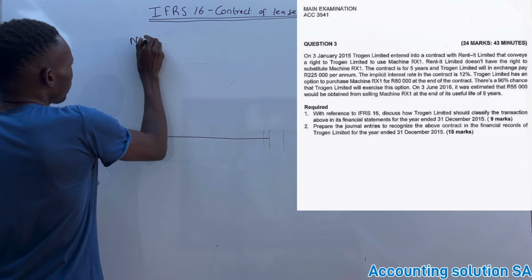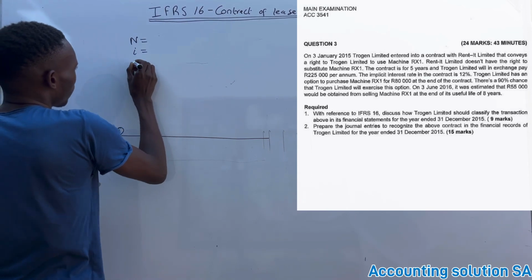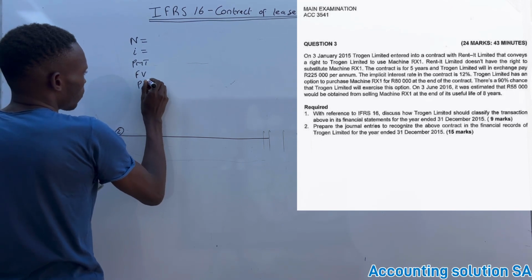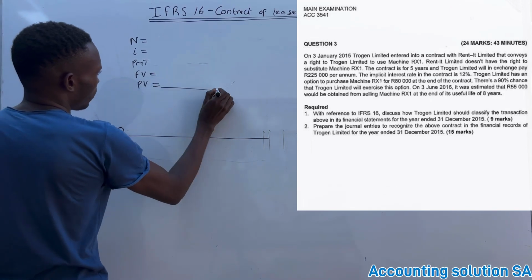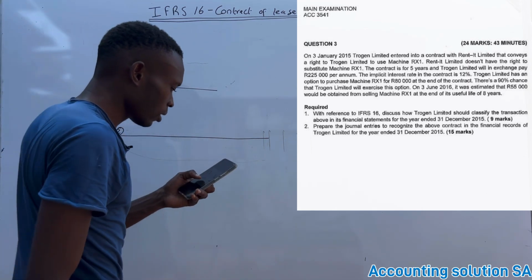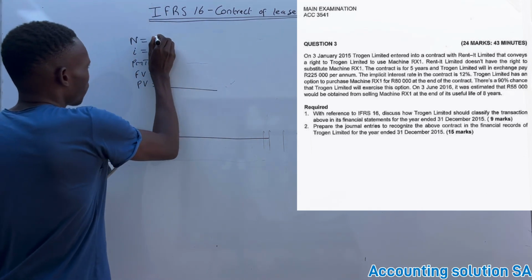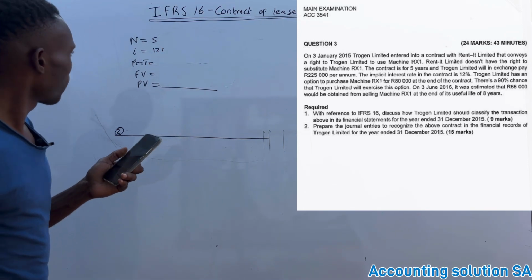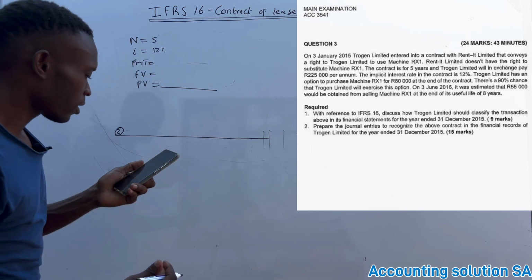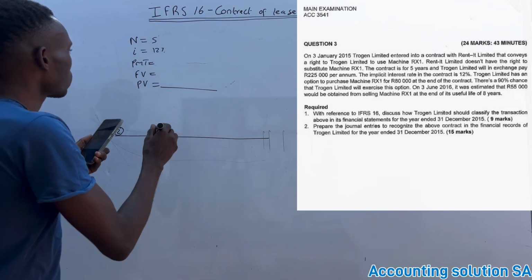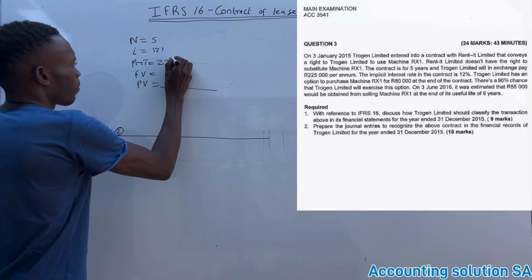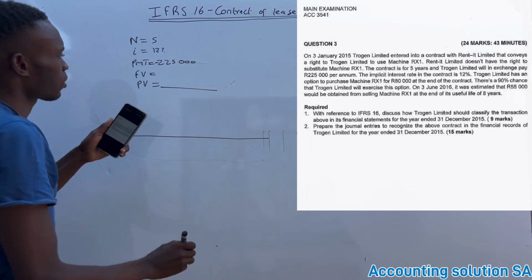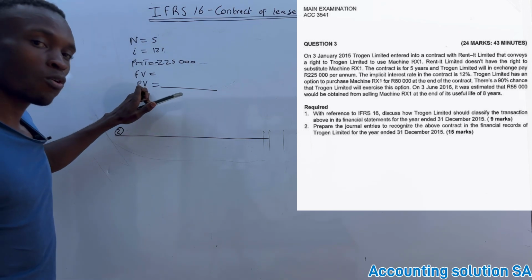Obviously you are going to use your financial calculator. You're going to have N, I, PMT, future value, and present value is the one that we are looking for. Our N, the contract, is 5 years. Our I is 12%. And PMT, how much are we going to pay every year? 225,000 per year. It must be negative so that you can get a positive present value.